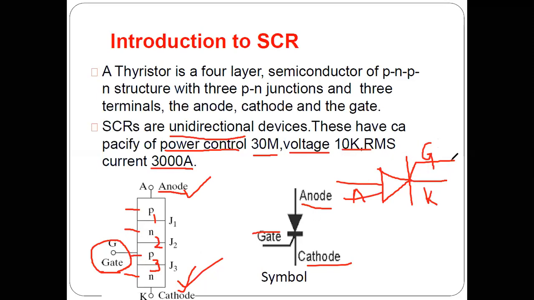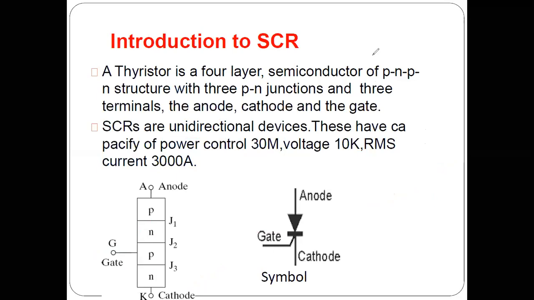Because of this gate terminal you can have control over the flow of current, or control of flow of charge or voltage, flowing from anode to cathode. That is why the name is silicon controlled rectifier. If I don't have a gate over here, then it is just equal to your normal PN junction diode. So this is how the introduction of SCR goes.